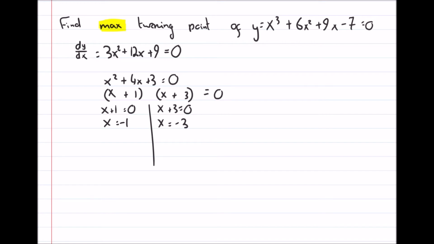Okay, but it says find the maximum turning point. But I have two values. So I need to find out which one is the maximum. I know one of these is the maximum and the other one is the minimum, but I don't know which is which. So we come back to that.